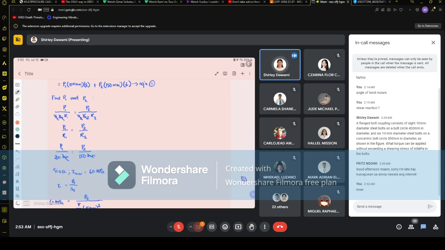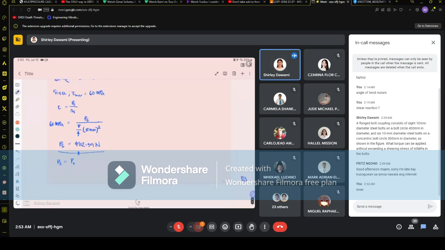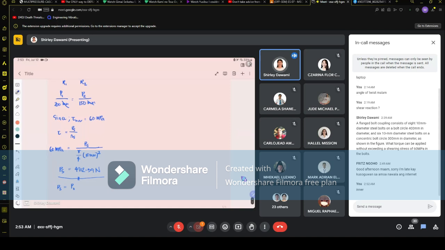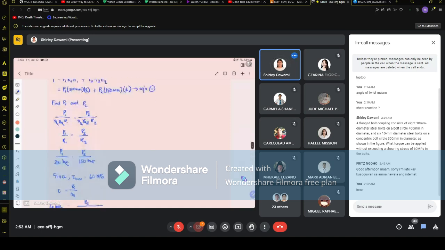And as we discussed yesterday, the farther from the center, the bigger the shearing stress. So from this we have PS equals P1. This is the bigger shearing force. And we have this formula, this equation. Let us call it equation 2.